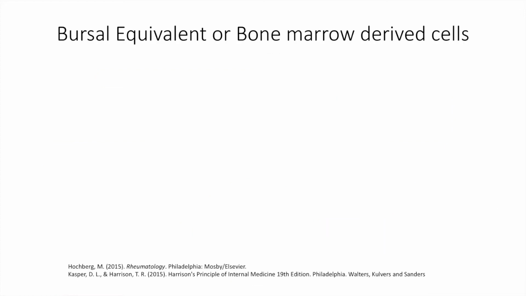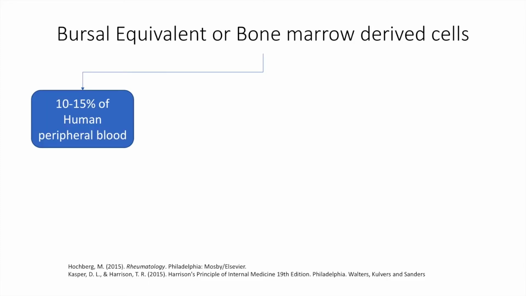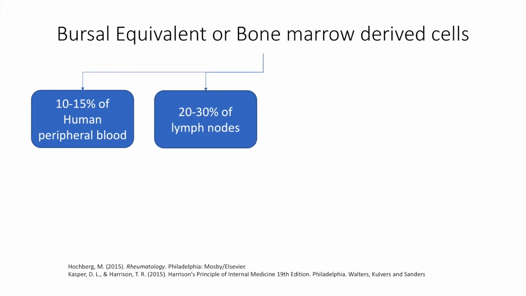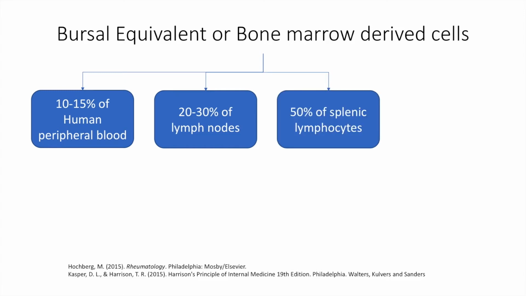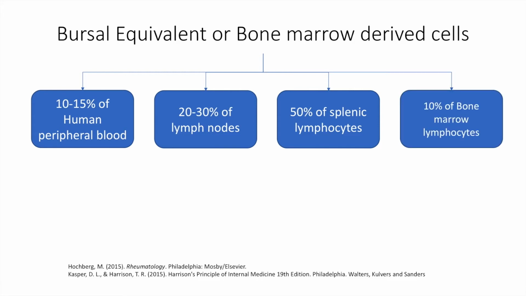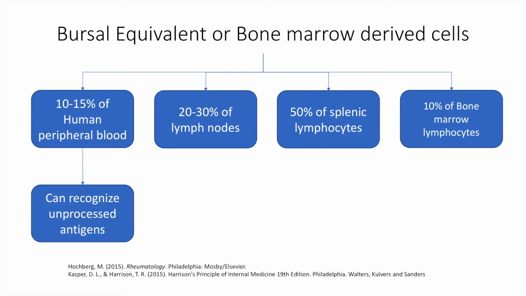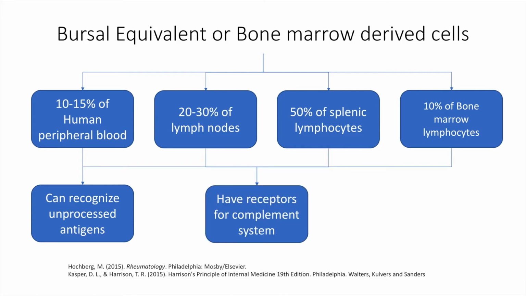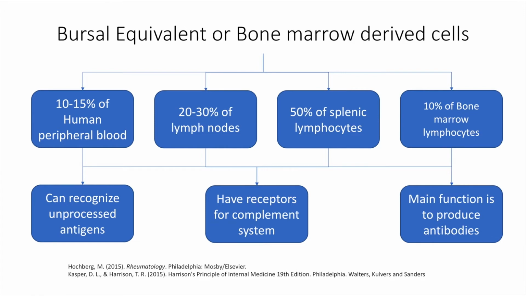B cells, or bursal equivalent or bone marrow derived cells, constitute 10 to 15% of the human peripheral blood. 20 to 30% of lymph nodes constitute B cells, and 50% of splenic lymphocytes constitute B cells. 10% of bone marrow lymphocytes are bursal equivalent or bone marrow derived cells. B cells can recognize unprocessed antigens and have receptors for the complement system. Their main function is to produce antibodies.